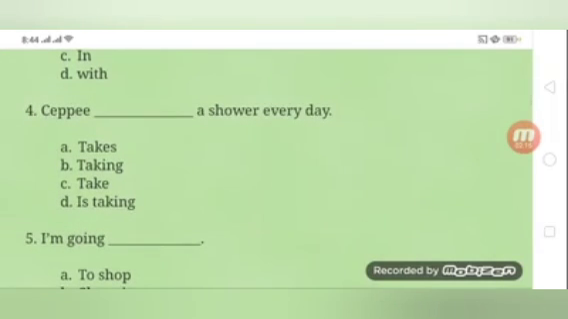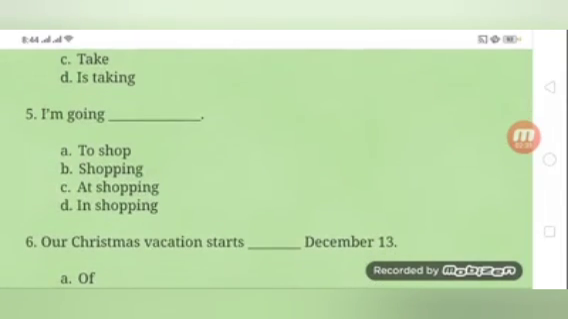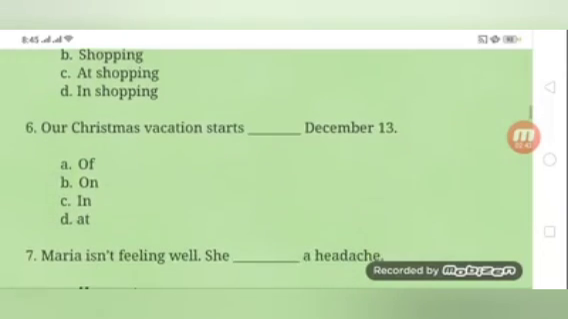Okay. Seppi blank a shower every day. Okay, so this one is a present form because of the time expression every day. So this is present tense. So you would say takes. Seppi takes a shower every day. I'm going, again, and here, ang sinasabi ko, the verb form of go, going. I'm going shopping. Okay, so it's ing form because that's activity.